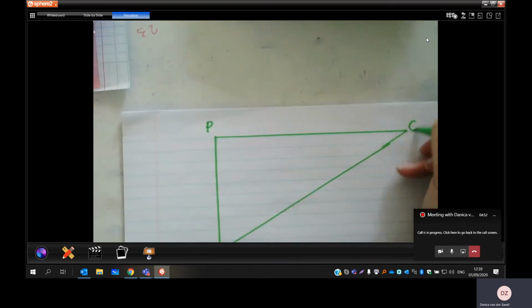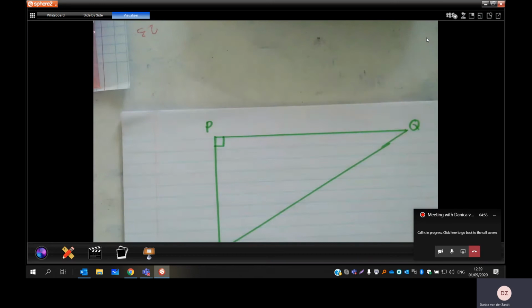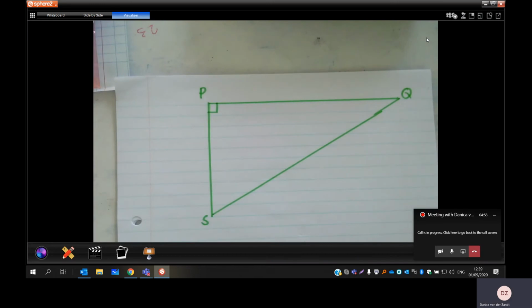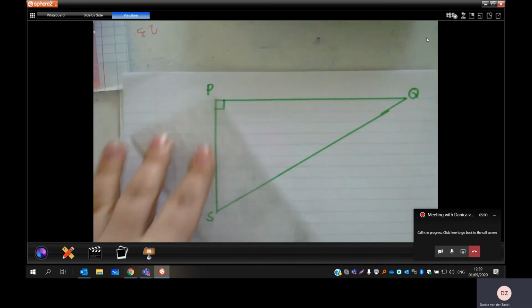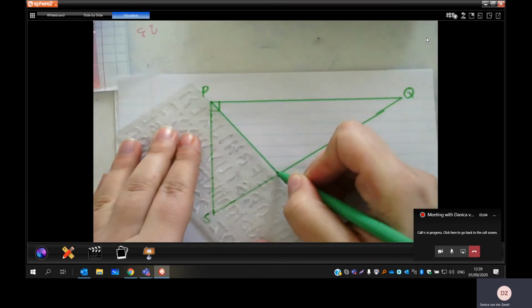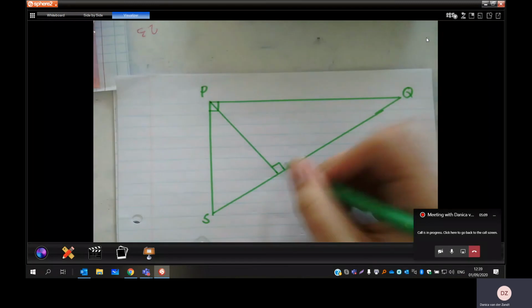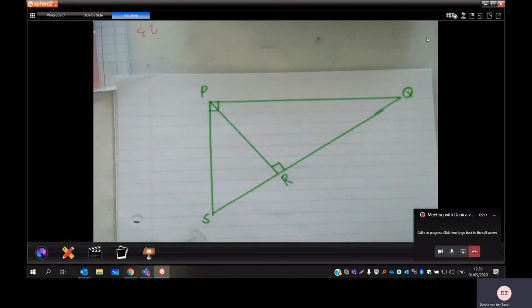The big triangle PQS is a right angled triangle. And then I also want you to draw an additional triangle by cutting this with an altitude and also 90. So I have a second right angle triangle of PRQ.